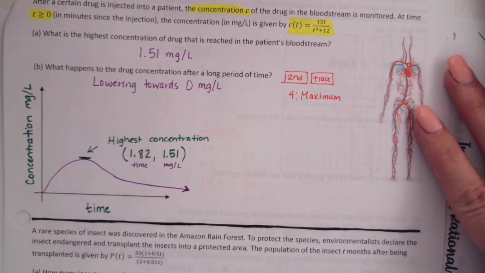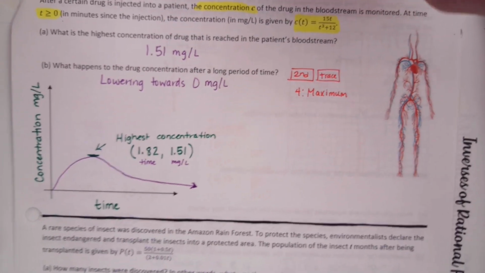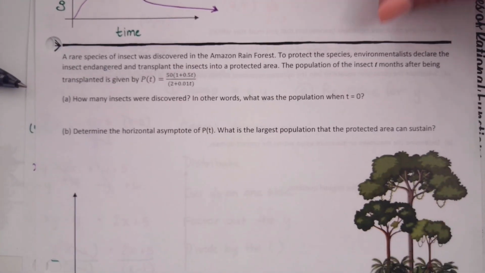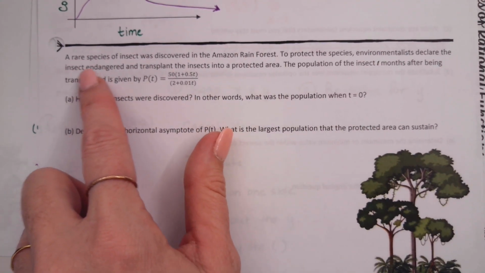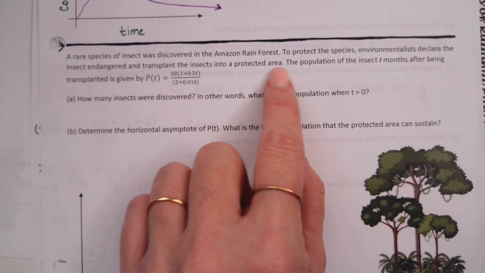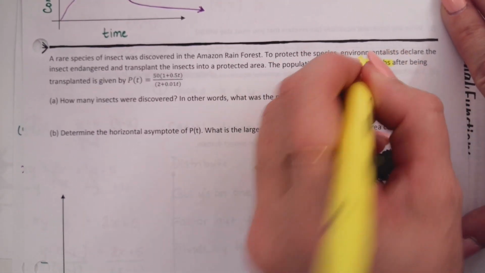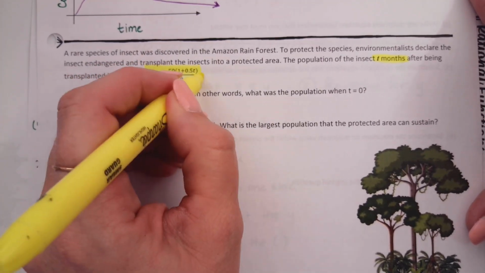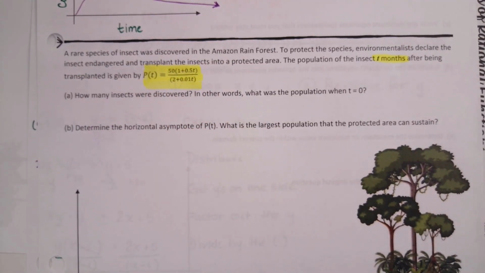Alright, let's look at our second one. Everybody ready for second one? We're done with our doodles. Rare species of insect was discovered in the Amazon rainforest. To protect the species, environmentalists declared the insect endangered and transplant the insects into a protected area. The population of the insect T months after being transplanted is given by this function, P of T, where P stands for population. 50 times the quantity of 1.05 T over 2 plus 0.01 T.